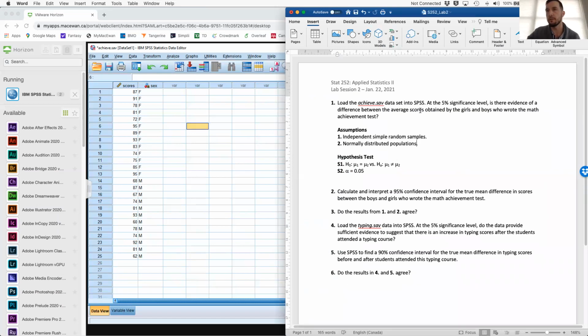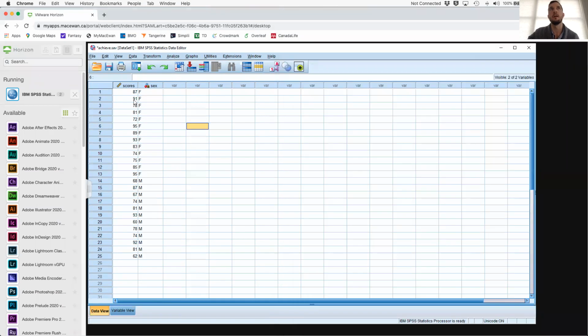The question that is of interest to us initially, in part 1 here, is at the 5% significance level, is there evidence of a difference between the average scores obtained by the girls and boys who wrote the math achievement test? So we are interested in comparing the average of the female scores to the average of the male scores to determine if there's significant evidence of a difference between the 2 population means.